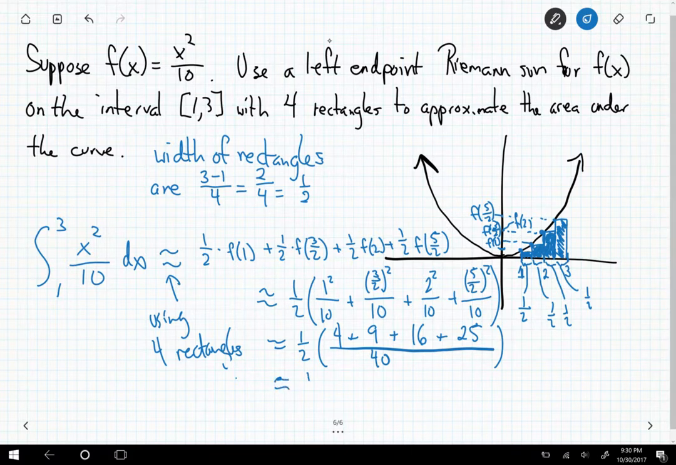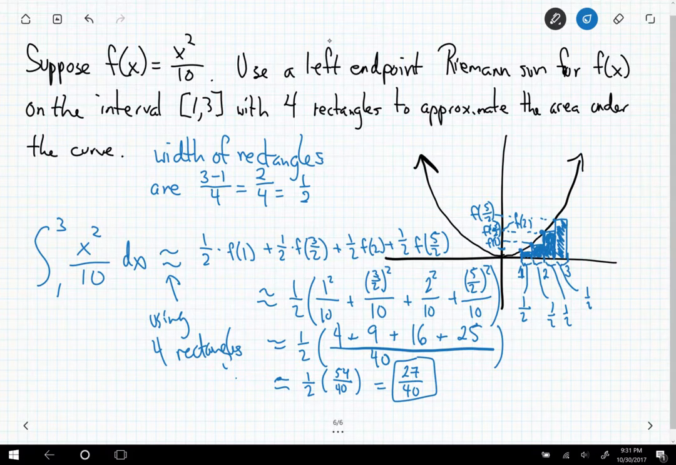Okay. So what is that? Well, we get 1 half. 4 plus 9. Well, let's do this. 25 plus 16 is 41, plus another 9 is 50, plus another 4 is 54 over 40, which is the same thing. Notice the 54 and the 2, they kind of have a common value, so you can divide both of those parts by 2, you get 27 over 40. And that would be using 4 rectangles.